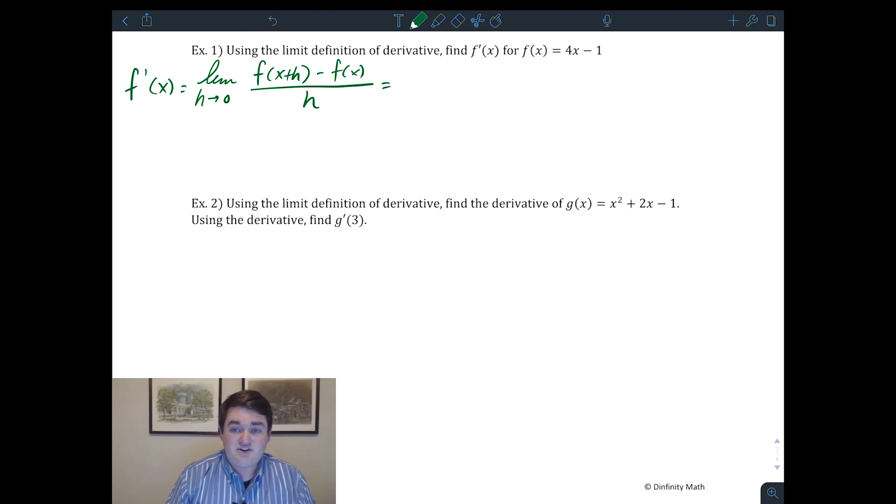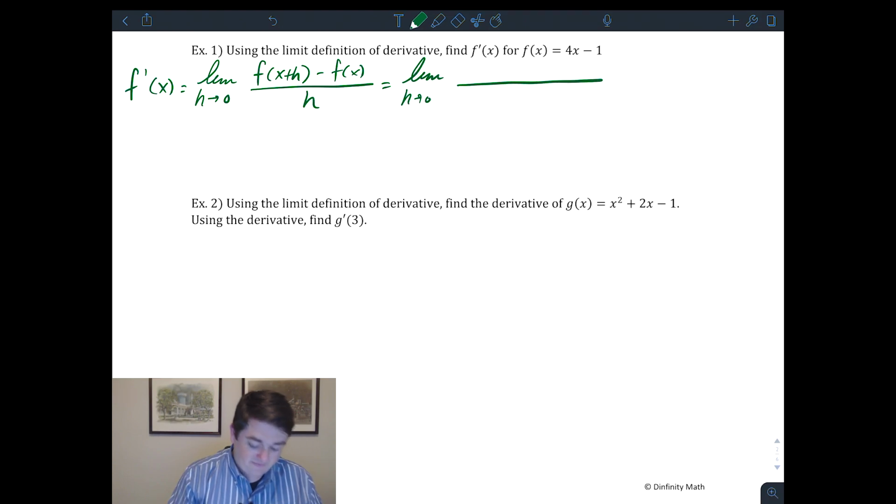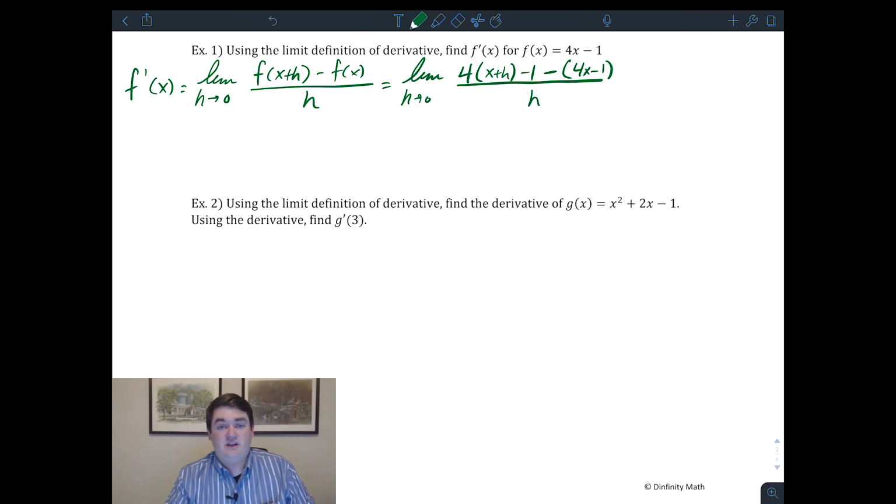Now that we've got our formula, it's time to start plugging in pieces. f of x plus h just means take your function, and everywhere you have an x, plug in an x plus h. So my next step looks like this. I've got the limit as h approaches 0 of f of x plus h, that's going to be 4 times x plus h minus 1, minus f of x, so minus (4x minus 1), all over h.